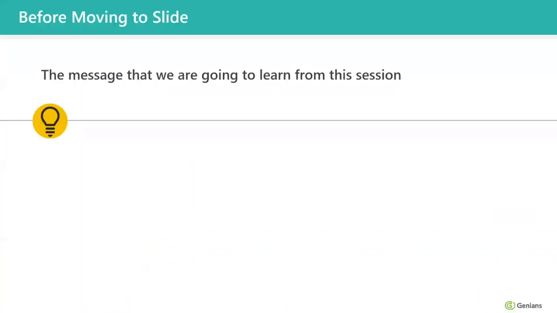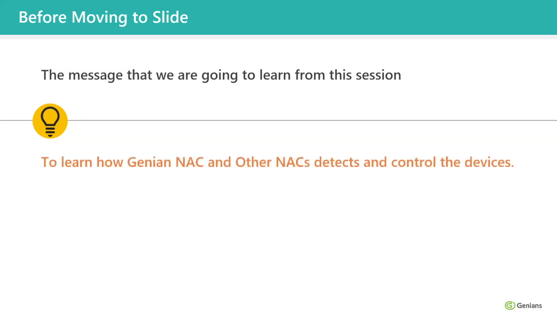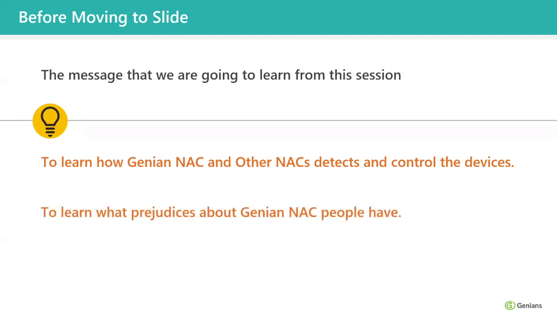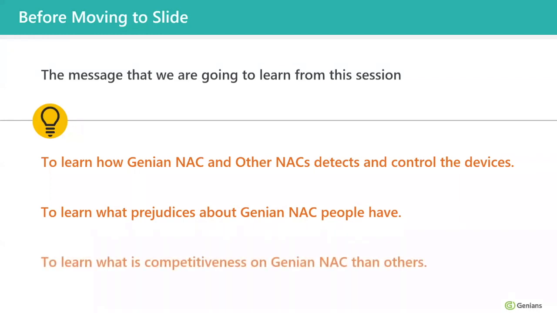Before moving to the slide, I would like to check what we will learn from this session. There are 3 messages that we need to pay attention to. First, we will learn how Genian NAC and other NAC detect and control the devices. Second, we will learn what prejudice people have about Genian NAC. Third, we will learn what the comparative strengths of Genian NAC are over others.